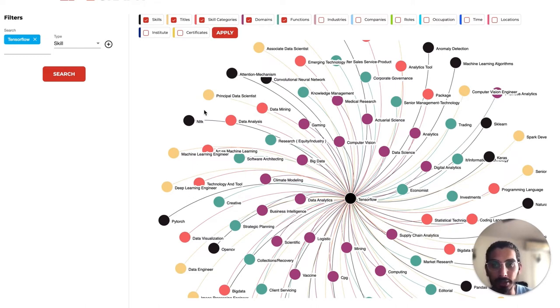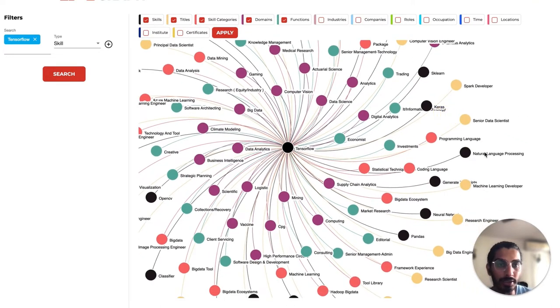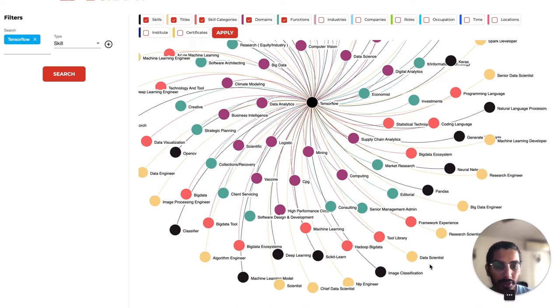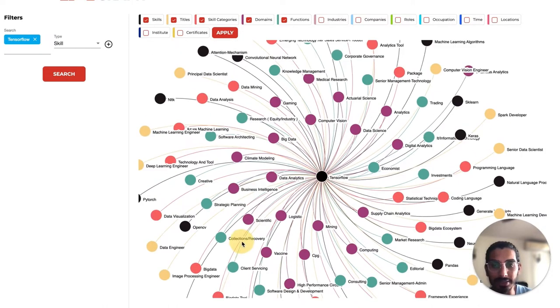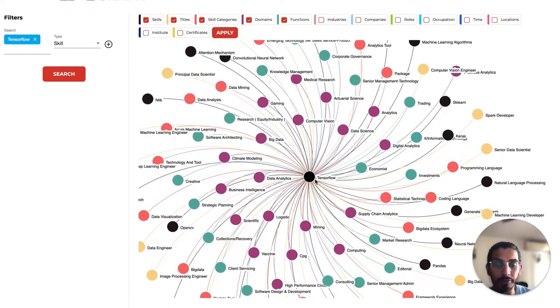Now what kind of related titles? Deep learning engineer, machine learning engineer, principal data scientist, associate data scientist, computer vision engineer, Spark developer, senior data scientist, machine learning developer, research engineer, big data engineer, data scientist, NLP engineer, algorithm engineer, image processing engineer have this as a skill. Now, this skill is being used across what domains? Computer vision, data science, gaming, medical research, digital analytics, logistics, mining, supply chain analytics, scientific business intelligence, data analytics, climate modeling, big data, computing, high performance computations. That's where this skill is being used.